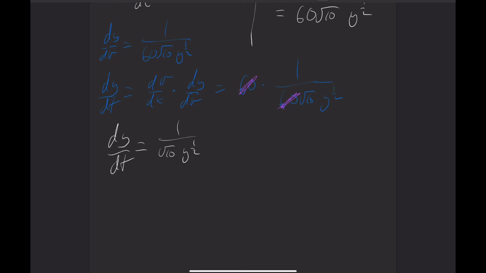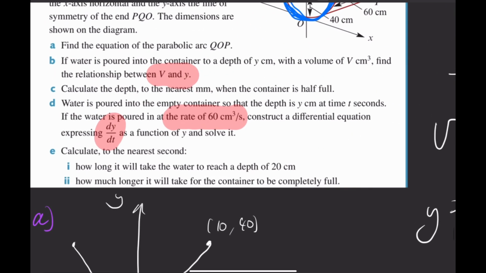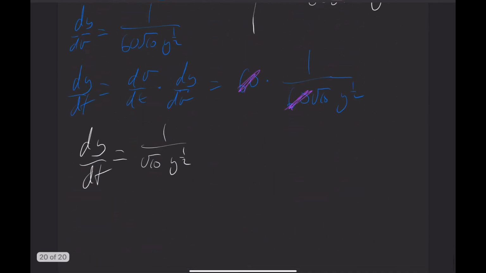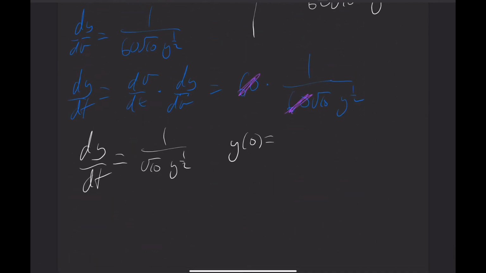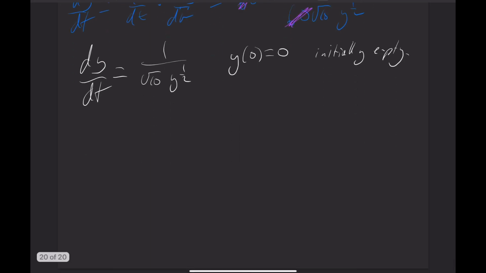Okay. Now I'm asked to solve this differential equation. So the first thing I need to do is assert that y at 0 equals 0, so that means initially empty. And now I'm going to have to use my ability to solve differential equations. When I'm solving a DE, I need the variable on the bottom of the derivative to be the same as the variable I am integrating around. So this doesn't work, okay? dt and dy and y are different. So I need to take the reciprocal. So I get dt/dy equals root 10 y to the half.